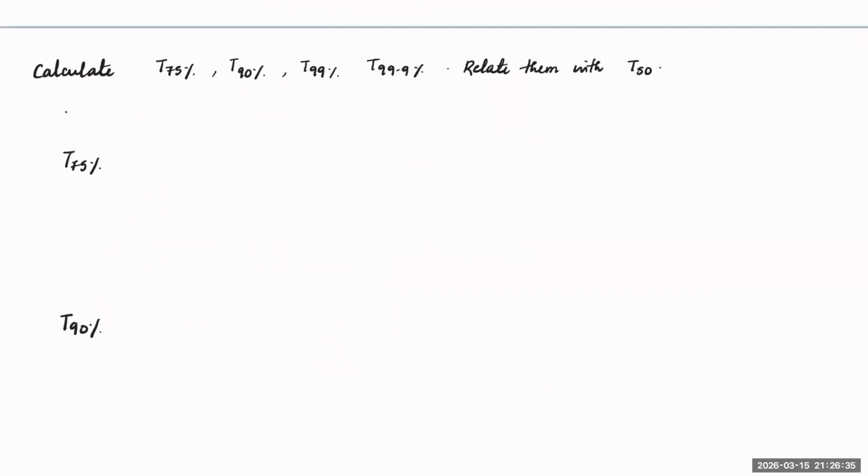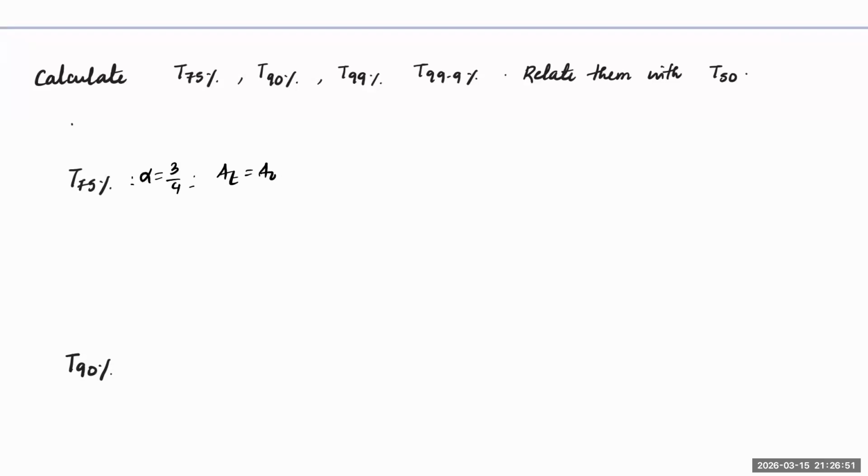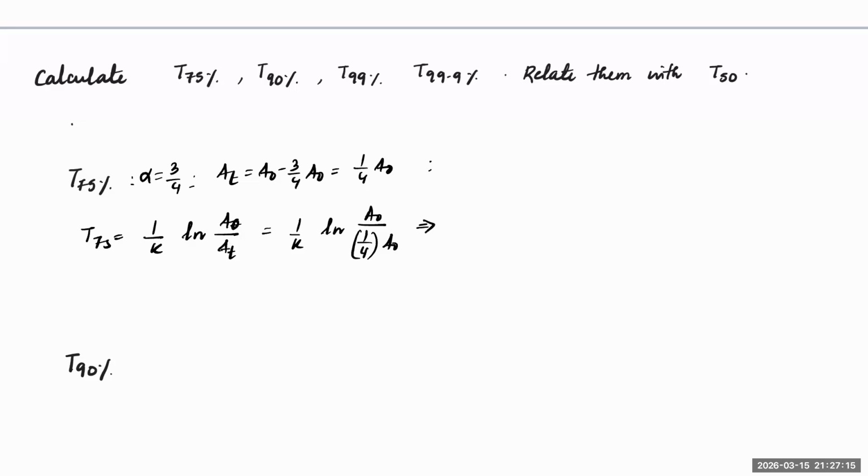Next. Check out, in the case of first order, how do we calculate 75%, 90%, 99%, and 99.9%? See, first, if it is 75%, that means alpha is 3 by 4. If alpha is 3 by 4, At, which is equal to A naught minus 3 by 4 of A naught, is equal to 1 by 4 of A naught. Now we know that T75 will be equal to 1 by K ln A naught by At, which is equal to 1 by K ln A naught by 1 by 4 times A naught. That is T75 is equal to ln 4 by K, which is equal to 2 ln 2 by K, and ln 2 by K is T50. So 75% is gone means two half-lives have completed.